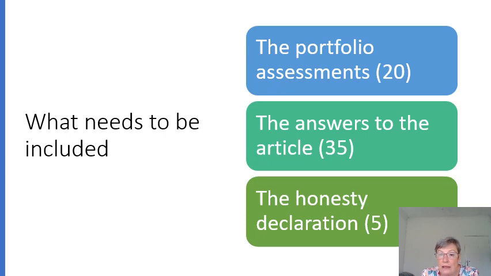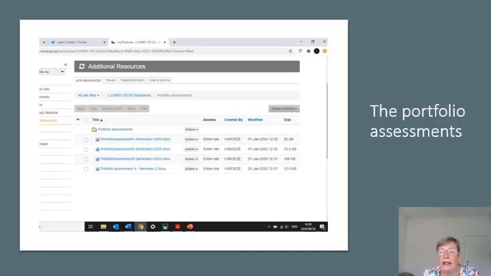Then the second thing that needs to be included is your answers to the article of Venter that we will also be dealing with in a little while. And then finally the honesty declaration, and that counts for 5 marks. Because I take that rather seriously. Okay, so let's move on. Let's start with the portfolio assessments.